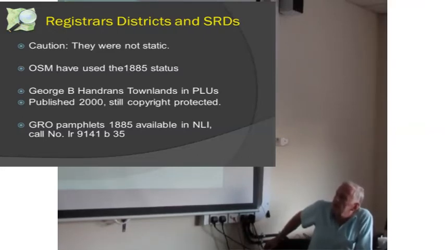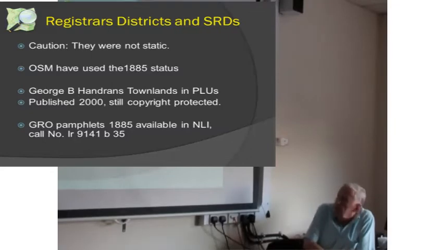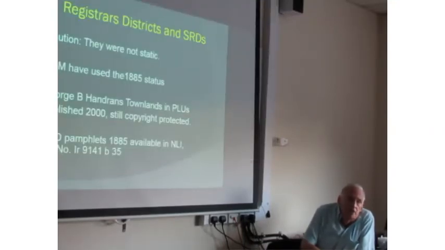There's a splendid document, Townlands and Poor Law Unions by George B. Handran, and anybody wanting to know which townlands are in which civil parish at that particular time, and in which registrar's district and which superintendent registrar's district, that book has it all. It's an extraordinary work to pull together. That book is copyright, so we couldn't use it. So instead we used the GRO pamphlets of 1885 that are available in the National Library, anybody who goes in.